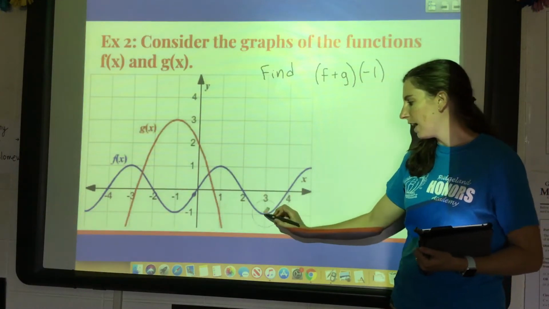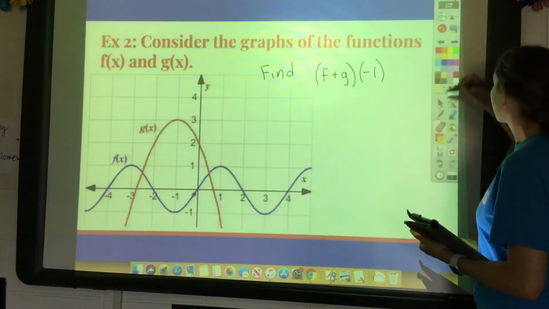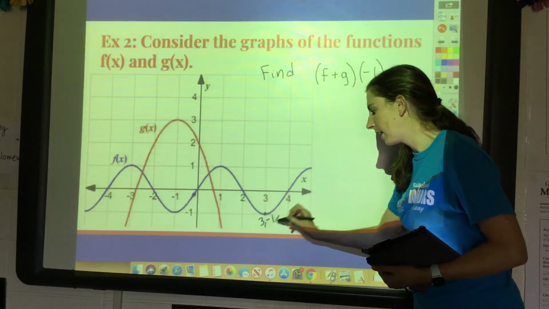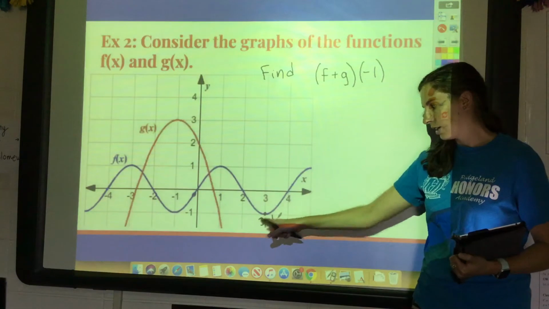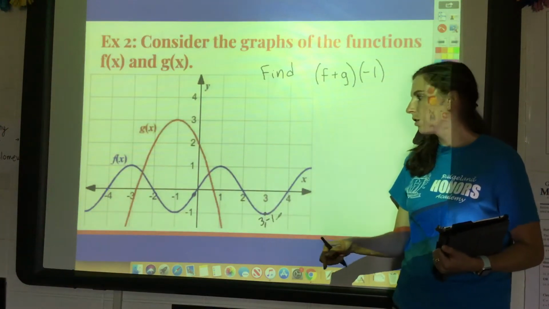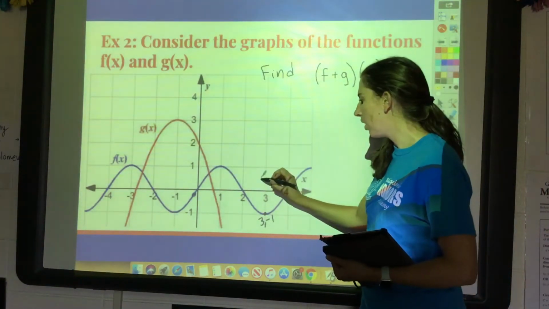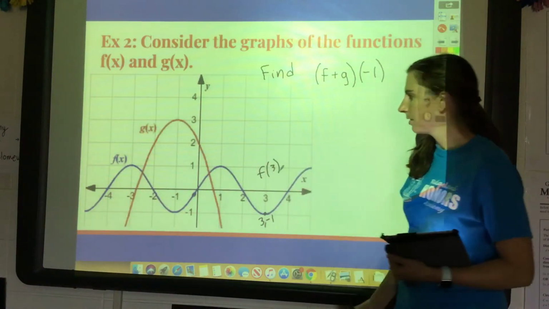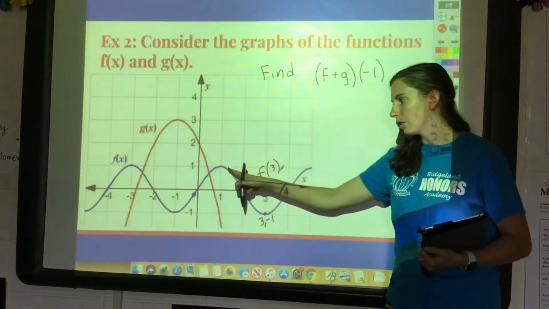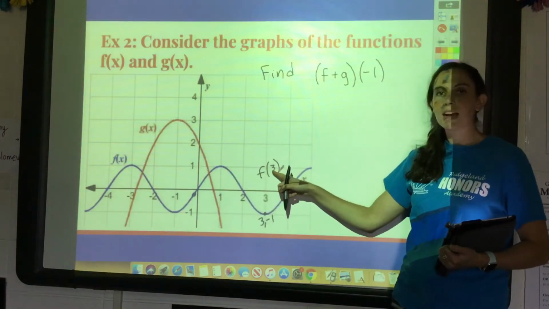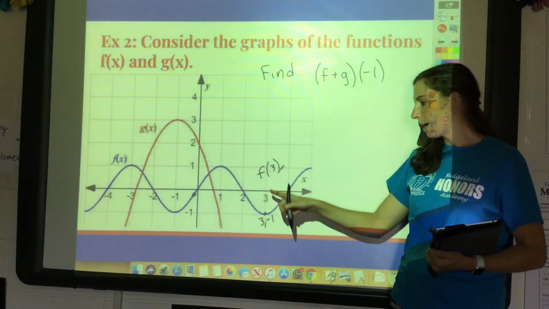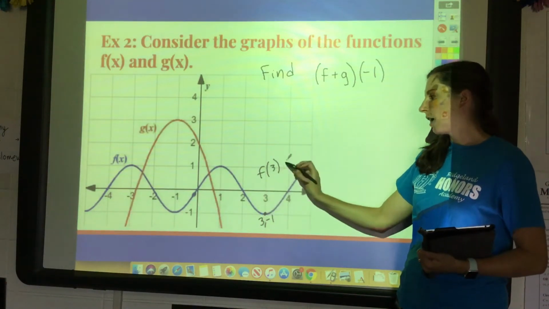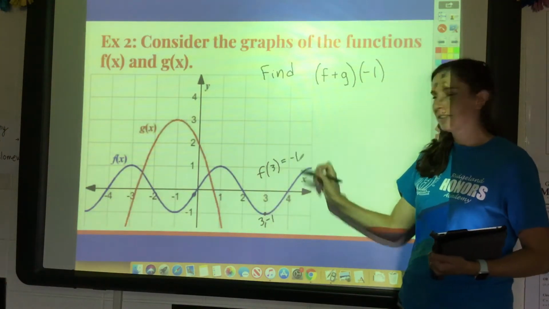Each of these values, each of these coordinate points, like the point (3, -1), represents an input and an output. So for example, if I wanted to know what f of 3 is, I would go to my function f, which is the blue one, and look to where the x value is 3, which happens right here, and the graph is down there at -1, so I know that this evaluates to -1.